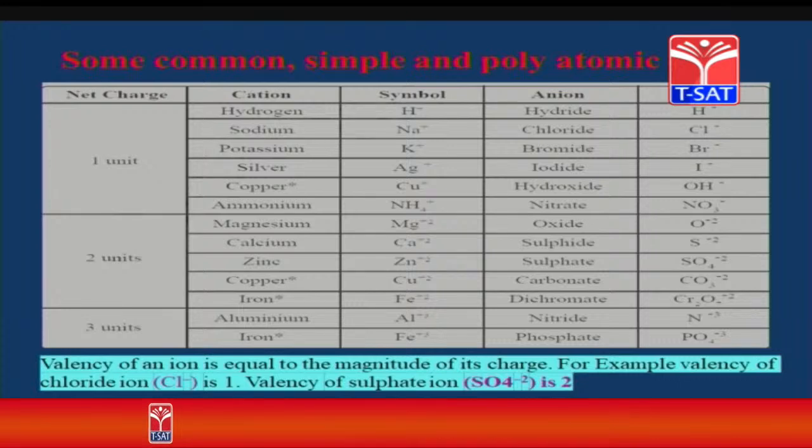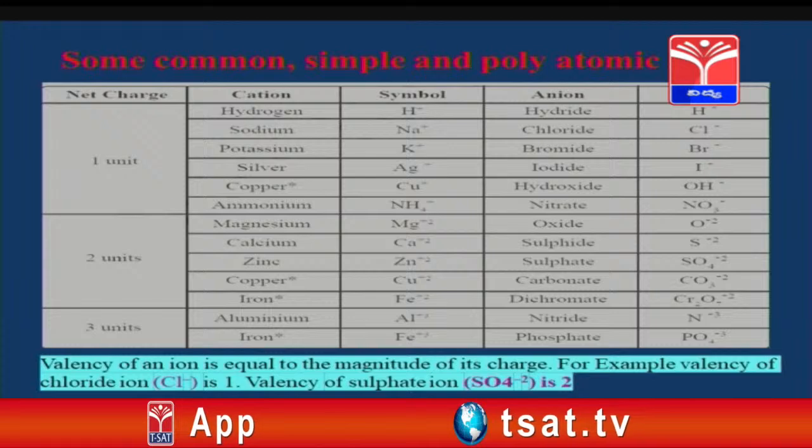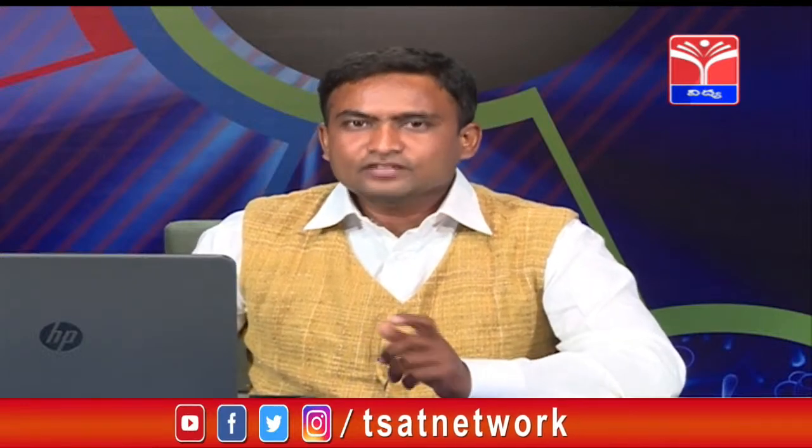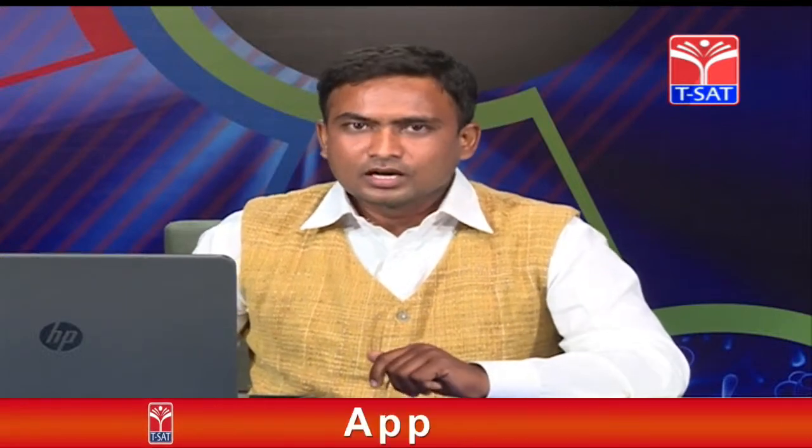In the first column, net charge is there. In that, 1 unit, 2 units, 3 units. What does it mean? It is charge. 1 unit means that may be plus 1 or minus 1. Plus 1 means losing of 1 electron. Minus 1 means gaining of 1 electron.